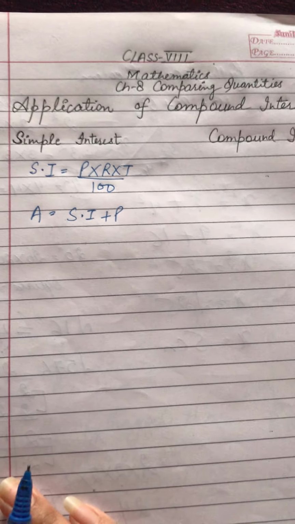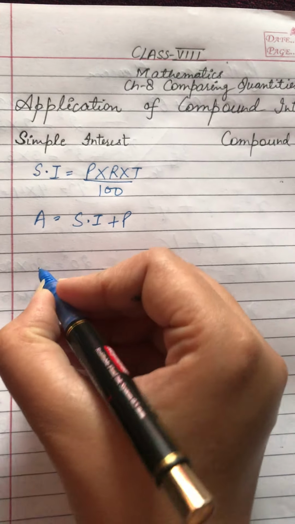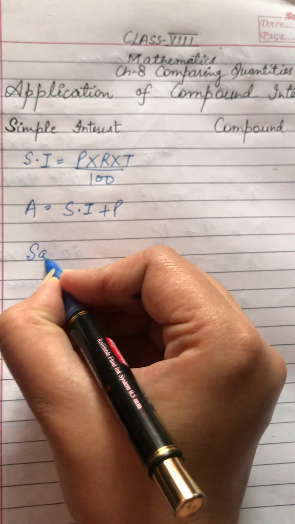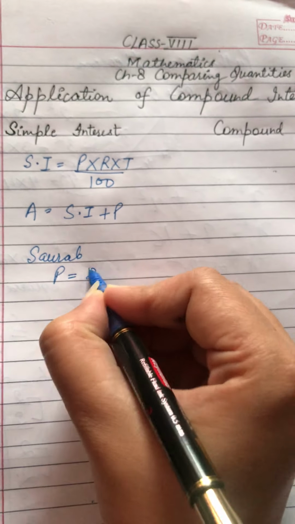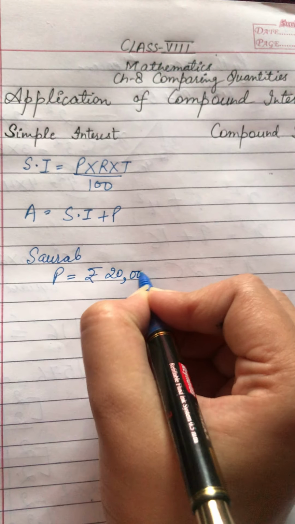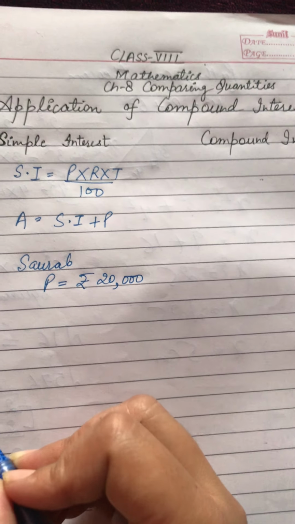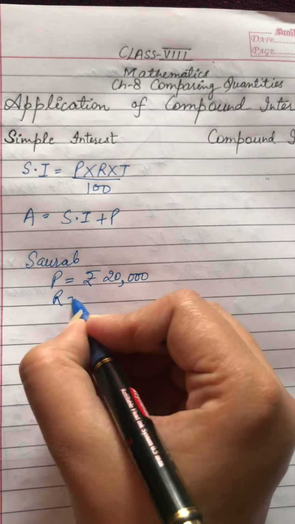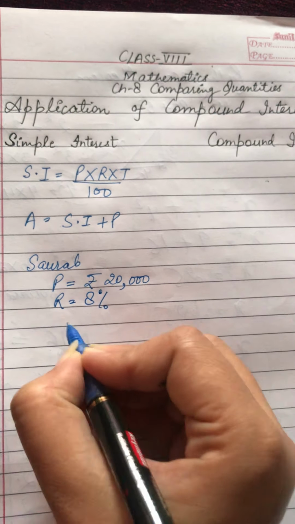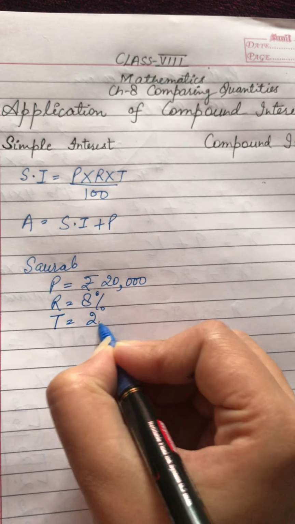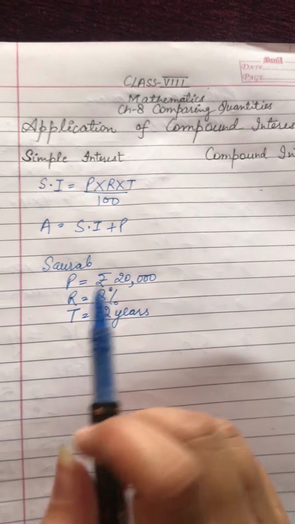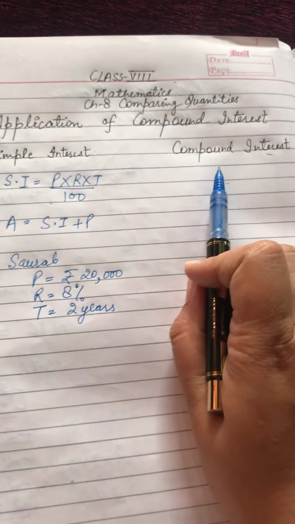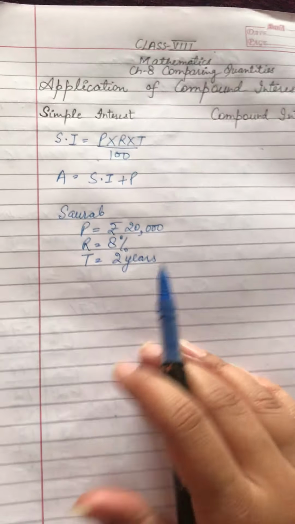Suppose there is a person, Saurabh. He has borrowed some money. Suppose he has borrowed 20,000 rupees from a bank, and the rate of interest is 8% and the time period is 2 years. Now we will calculate both simple interest and compound interest for Saurabh.